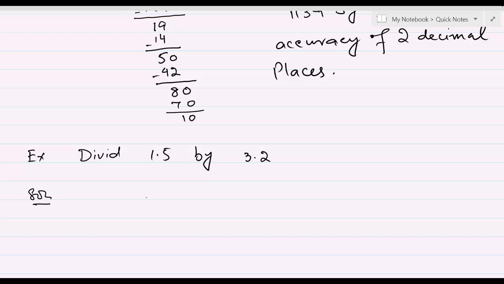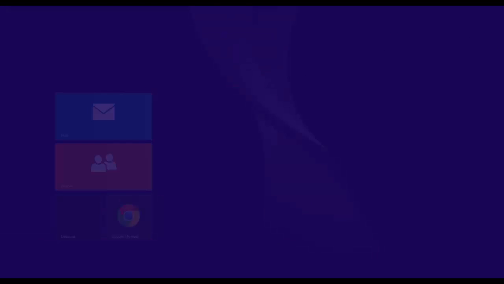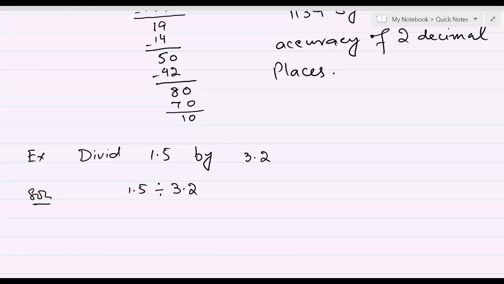Solution: 1.5 divided by 3.2. If we take that approach, then we can write it as 1.5, and we change this division sign into multiplication sign. If we change this division sign into multiplication sign, the number which is followed by division sign, which is 3.2, we will have to reciprocate this number. And reciprocate means 1 over 3.2.